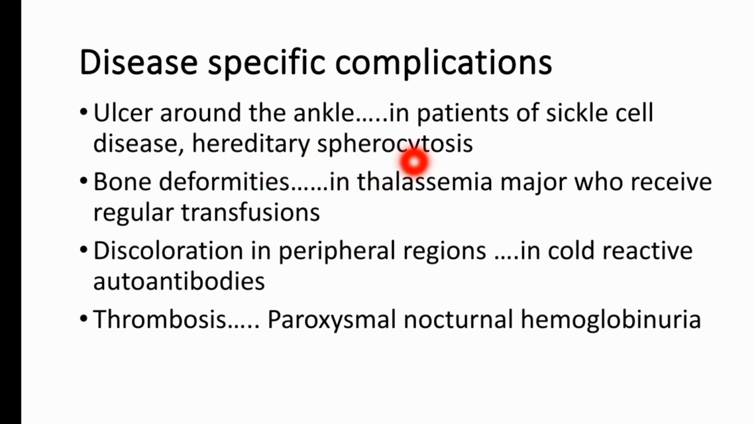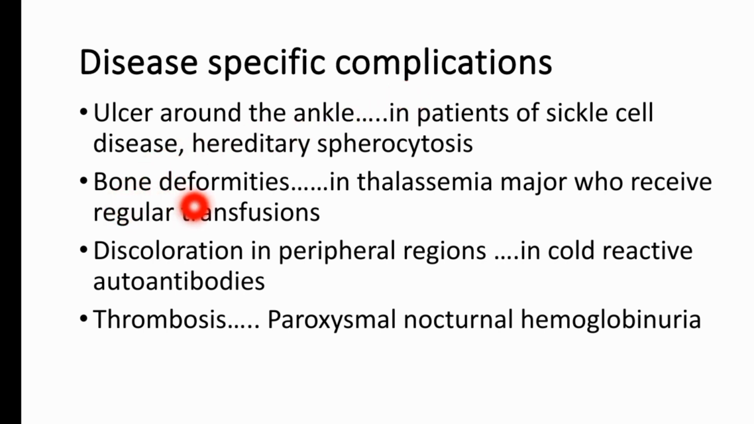Hereditary spherocytosis means there is an abnormality of red blood cell structure, and because of that, we will have the spherocytes in the blood, and these spherocytes, when passed to the spleen, rupture, so the hemolysis of the red blood cells begins.